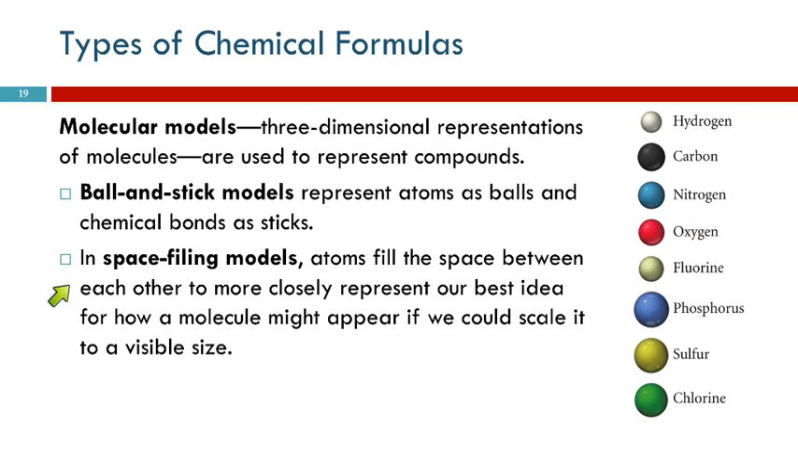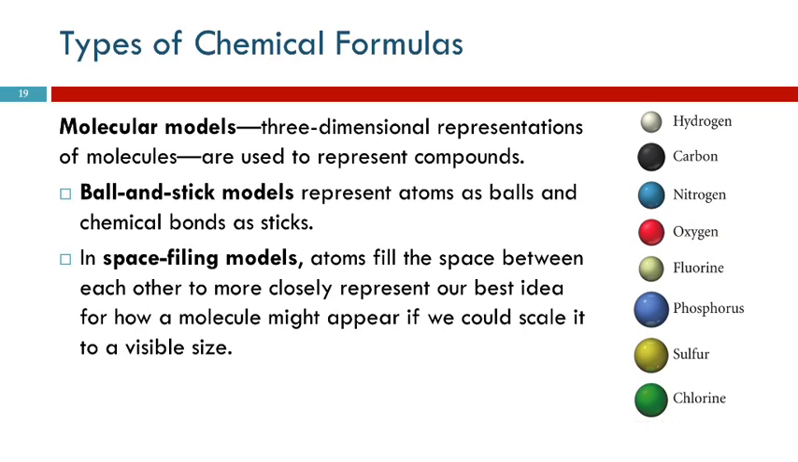Space-filling models are what we've mostly seen in the illustrations in the textbook so far. Here we're showing the atoms as overlapping spheres, and this gives us a closer idea of the actual shape of the molecules. We use color. These are the colors commonly used for these different elements. We've seen water. We're using oxygen as red and hydrogen as white. Carbon is often indicated as black.